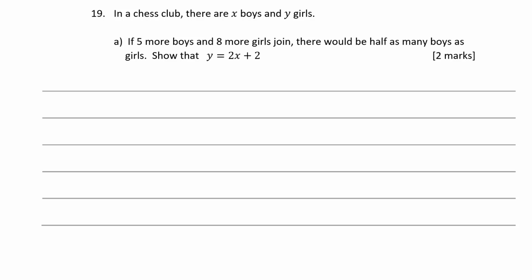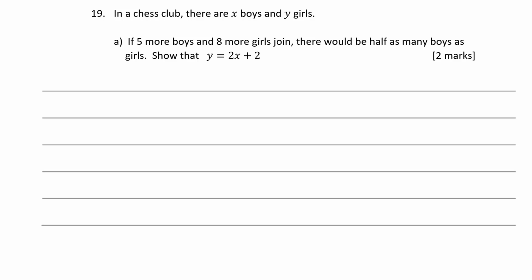Question 19. In a chess club, there are x boys and y girls. If 5 more boys and 8 more girls join, there would be half as many boys as girls. Show that y is equal to 2x plus 2.